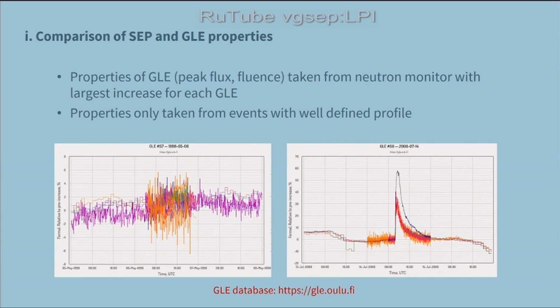Conversely, on the left-hand side, we have the neutron monitor data for GLE, I think it's 57, from 1998. You can tell the profile here is not very well defined. It's hard to make out a peak or an onset or any of that useful information. So we've excluded ones like this from our sample at the moment.